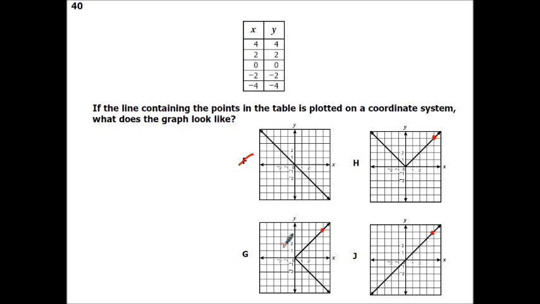Alright, so we've got (2, 2). Here's (2, 2). Here's (2, 2). So we're all good. And we had (0, 0). Still good. Negative 2, negative 2 would be here, so that's not good. Negative 2, negative 2 would be here, not good. And right here. So that's got to be our answer.